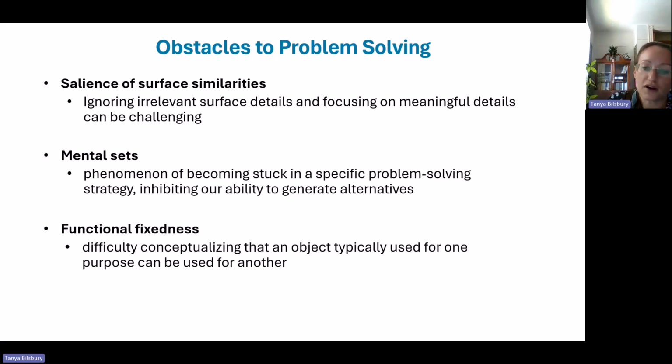We encounter obstacles and barriers with problem solving. The textbook talks about three: the salience of surface similarities, mental sets, and functional fixedness. The salience of surface similarities issue refers to when, rather than focusing on the meaningful detail to solving the problem, you get distracted by something else.